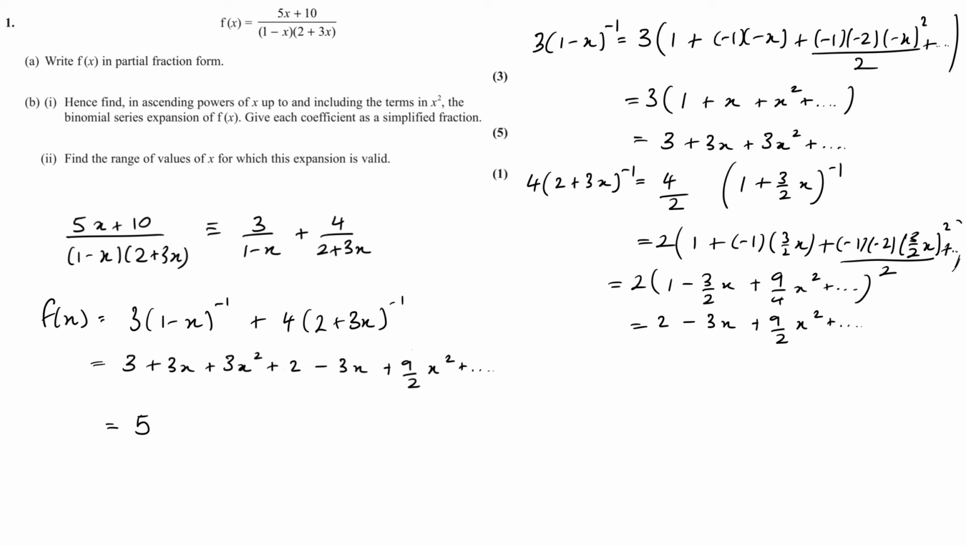So we've got 5. And then in terms of the x's, we actually got 3x take away 3x. So that would go. And then we've got 3 plus 9 over 2, or 4.5. So that is plus 15 over 2x squared plus dot dot dot. And that is the rest of B part 1. Yeah, so that's B part 1.